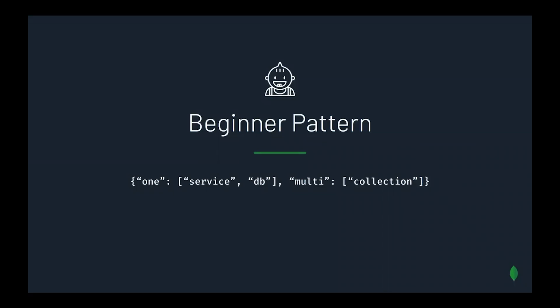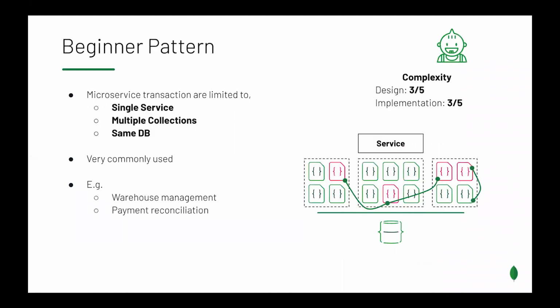The next approach would be the beginner pattern. Transactions are still limited to a single microservice, but now they involve multiple collections, and these collections are on the same database. As compared to the novice pattern, this has a slightly higher design and implementation complexity, and you're more likely to use this pattern than the previous one or the ones that we would be discussing. The complexity here can be attributed to the business knowledge that is required to design and execute this.